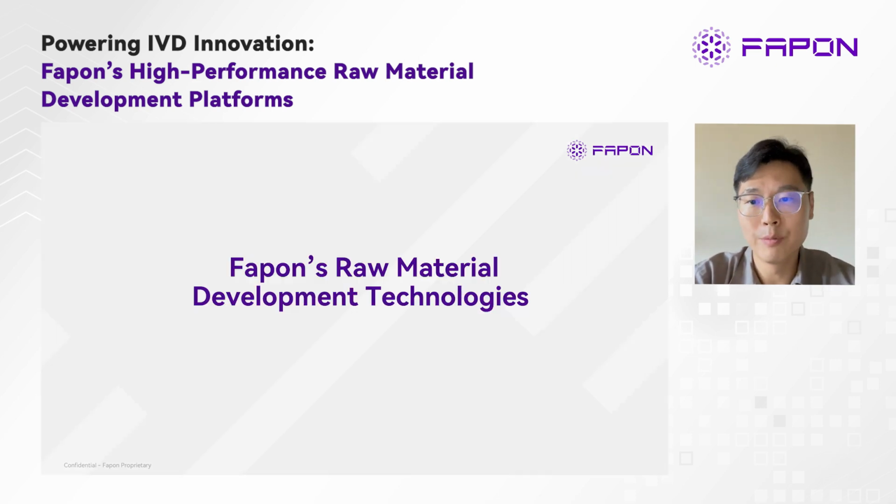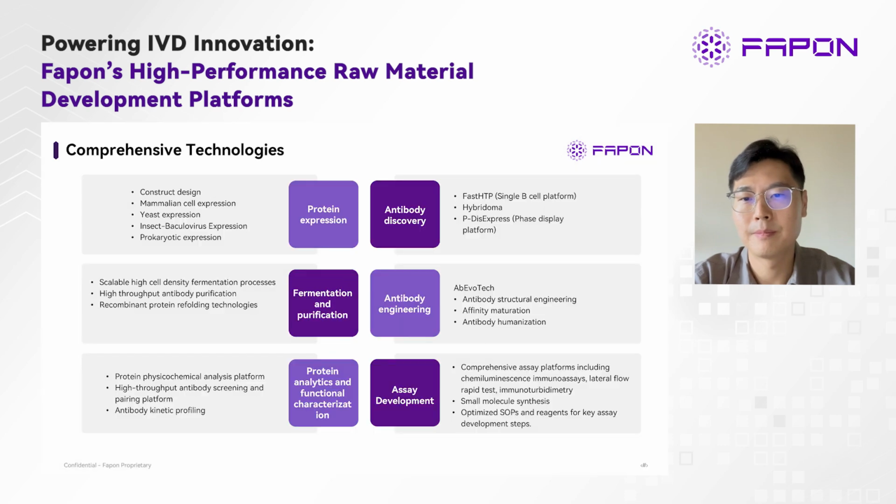All right, now let's move to the second part, which I'll be presenting Fapon's raw material development technologies. This slide summarizes the core technologies that we have implemented in our raw material development platform. It included protein production, purification, QC, antibody discovery, engineering, as well as asset development.